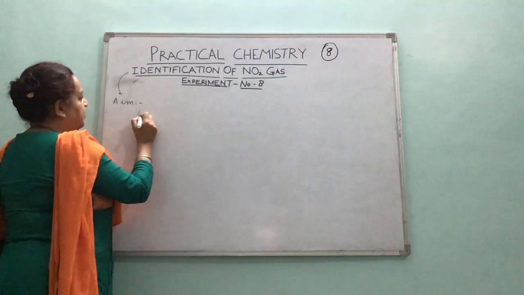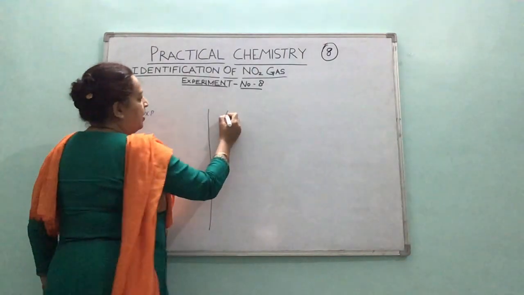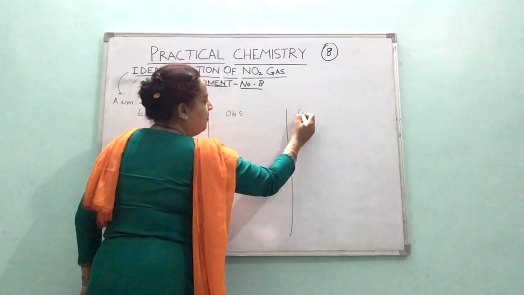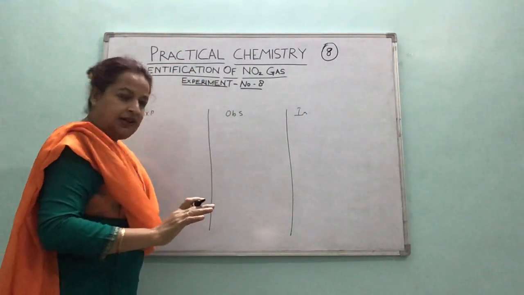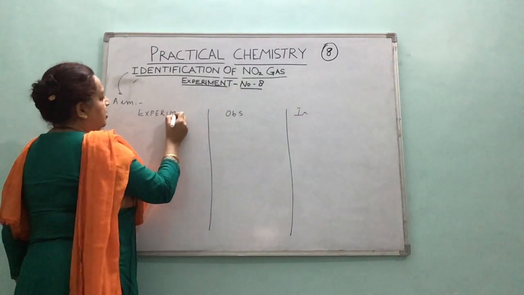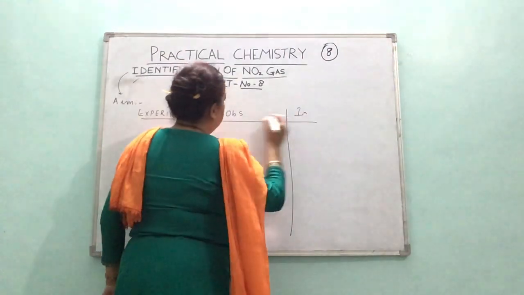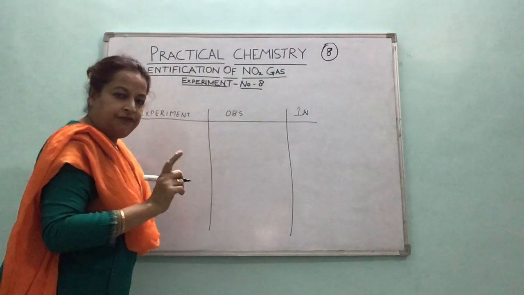Then you know what you have to do. You have to write experiment, observation and inference, like I have told in all my previous videos. You can write the headings in block capitals: experiment, observation and inference. You write the full form.